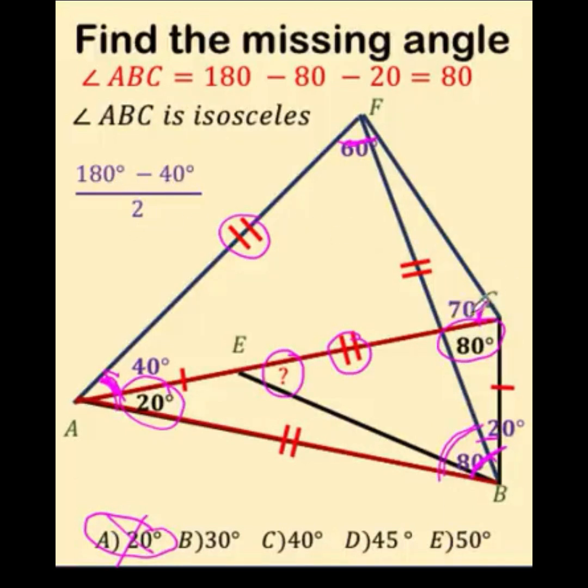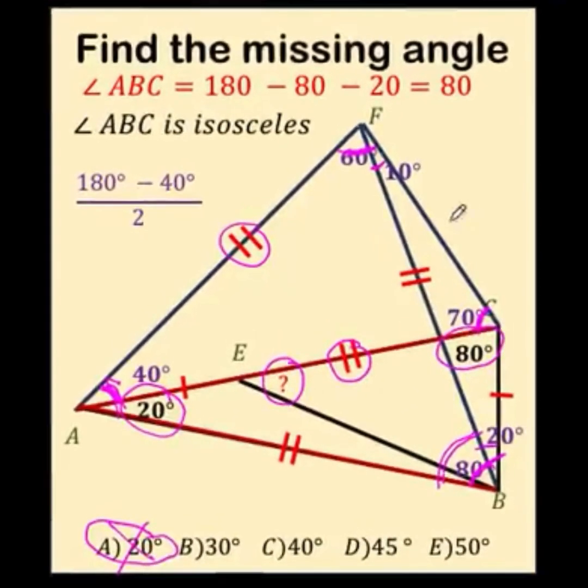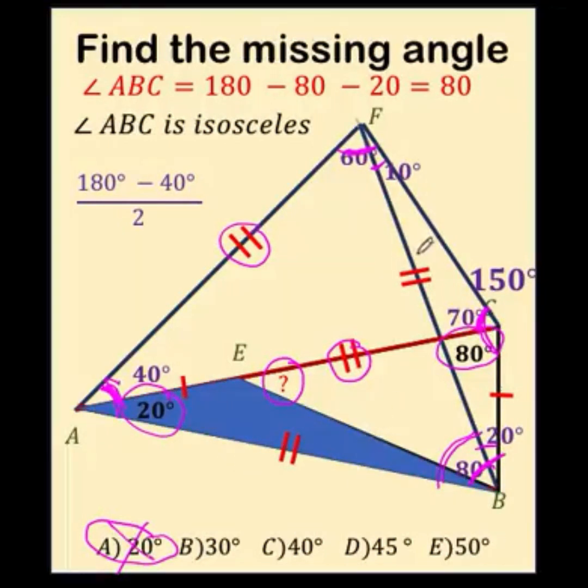So that means this angle here must be 70 degrees, and this angle here is 70, so this small angle must be 10 degrees. So that means this angle here must be the sum of 70 and 80, so this angle measures 150 degrees. And this is the key now to solving our problem, because notice that this triangle and that triangle can be proven congruent.